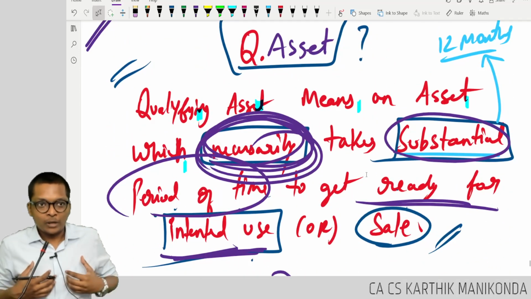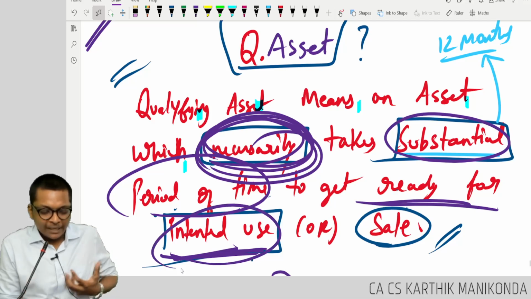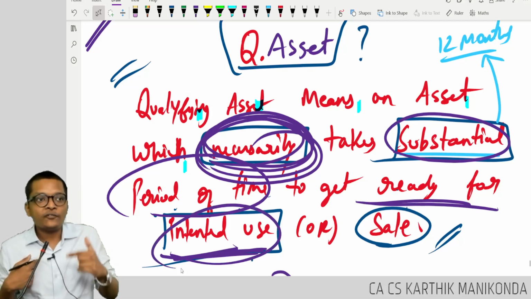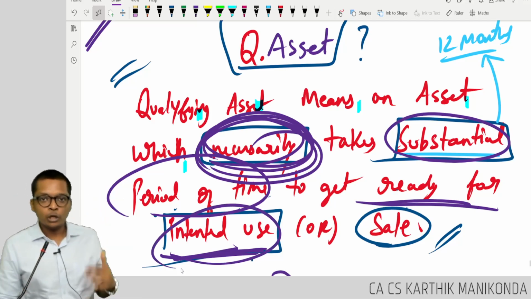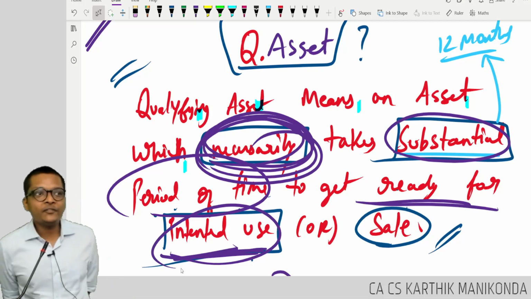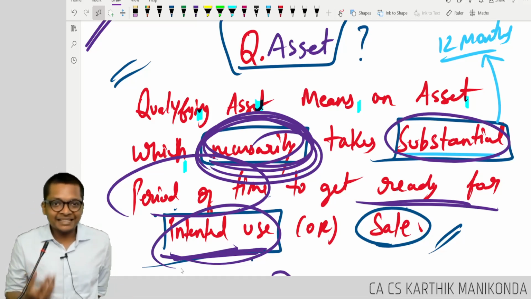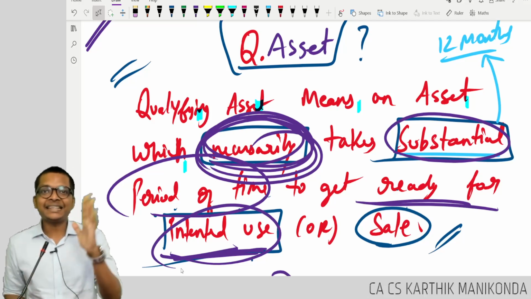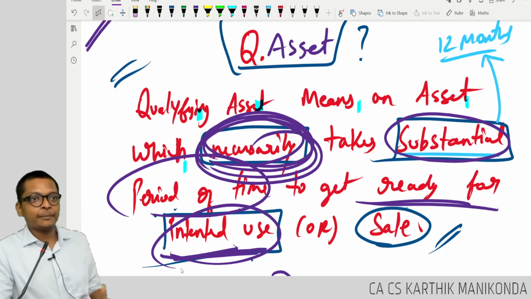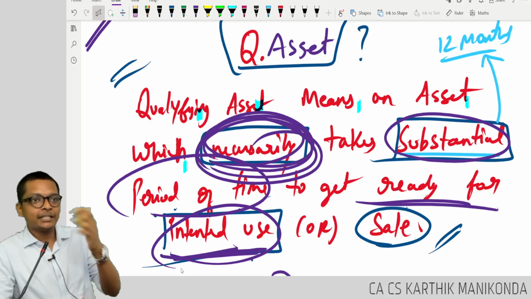Clear, guys? So I am constructing an asset either for my own use or for sale. So now with me, the definition, guys: qualifying asset means an asset which necessarily takes a substantial period of time to get ready for intended use or sale. Any doubts now?